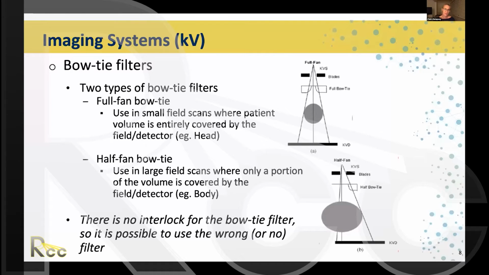The other type of bow tie filter is called a half fan bow tie. Just looks like a half of the full bow tie. And we use this in a large field scan where only a portion of the volume will be covered by the detector. So things like pelvises that are quite large, you'll only really be imaging half of the image at once. An important thing to note is there is no interlock for the bow tie filter, so it is possible to use the wrong filter or to do a scan with no filter at all.